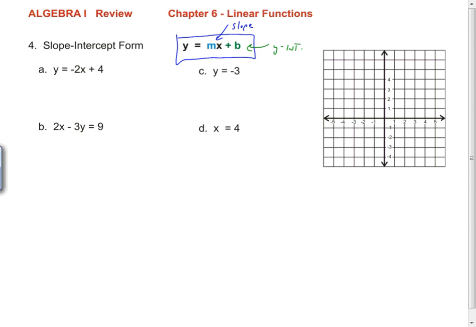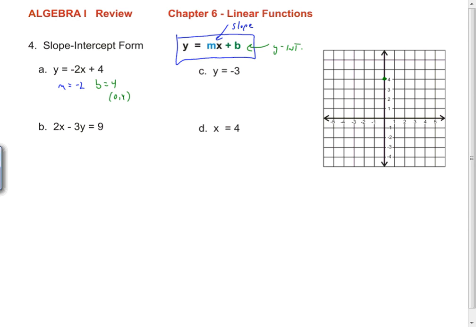A is already in proper form. The slope is negative 2, and the y-intercept is 4. Now remember, we can graph from slope-intercept form. So we're going to graph the y-intercept first. And a 4, remember, is the point (0, 4). So the point (0, 4), 4 up on the y-axis.